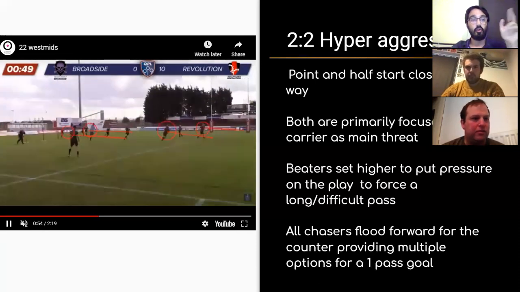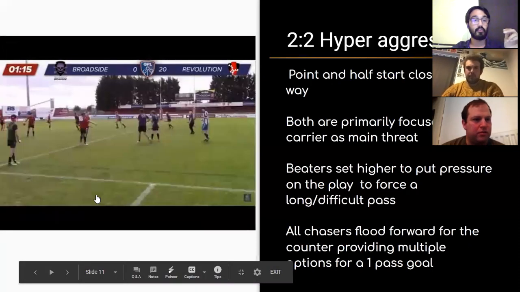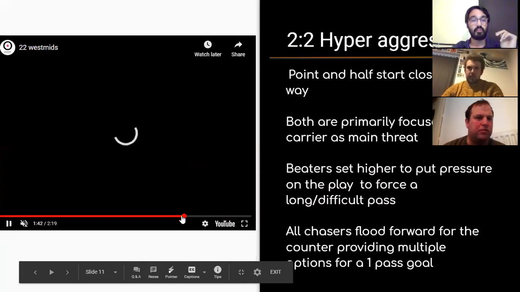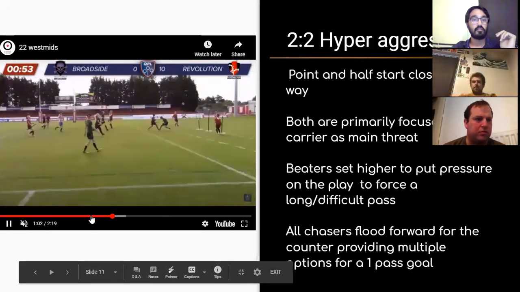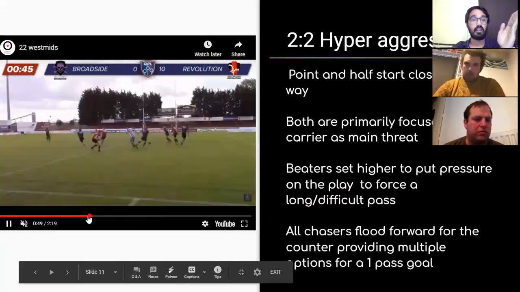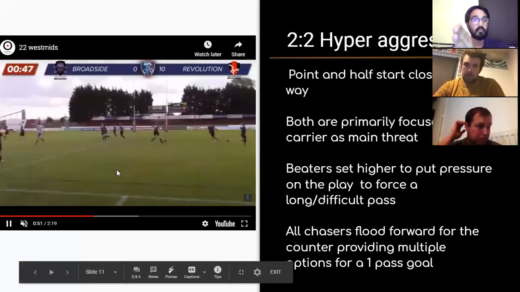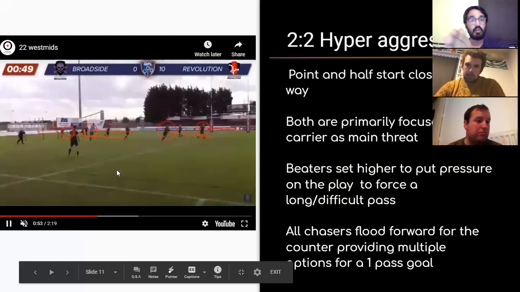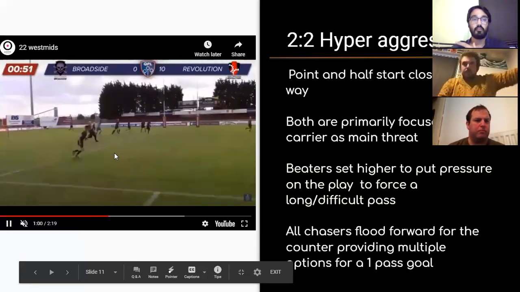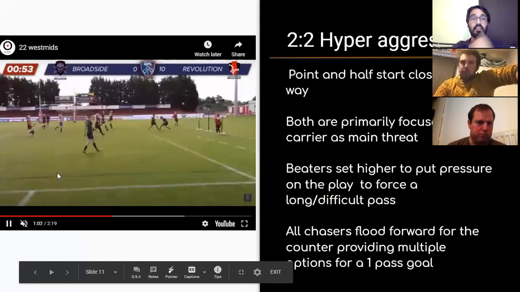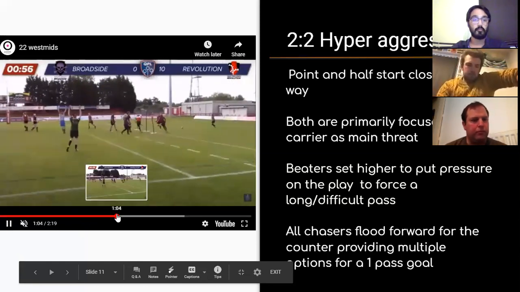And you can see, I need to stop clicking. Sorry. You can see that all the attackers are ready to run. Okay, they're all looking to break, and all of them, we've got the stop here, turnover, break, everyone starts running, they all flood, they all run the fast break, and it's the easiest one-pass goal you'll see. Okay, because they were ready to, and that's what they were looking to do.